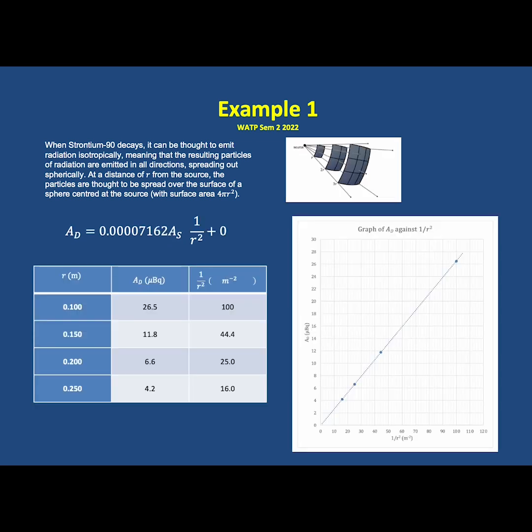Now, having manipulated the data, we plot activity for the detector, A subscript D, on the y-axis, and we plot on the x-axis 1 over r squared. And we make sure that we title the x-axis the inverse square of distance, and we give the units to the x-axis as meters to the neg2.